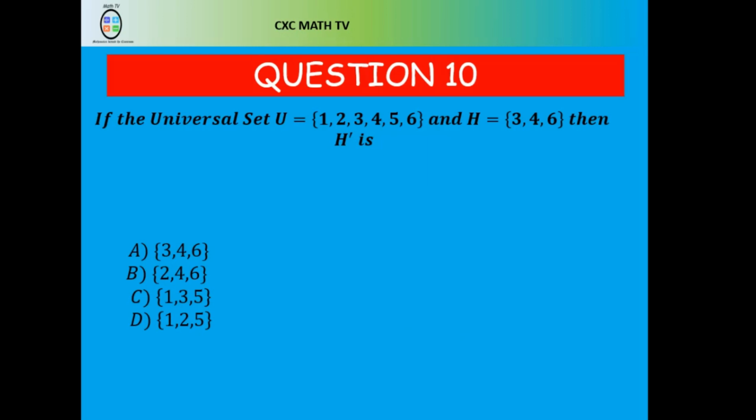Alright, question 10. It says, set U is numbers 1 to 6 and H is 3, 4, 6. What is H complement? H complement means the elements outside of H. Elements outside of H are 1, 2, and 5, because 3, 4, and 6 are in H, that would leave 5. So 1, 2, and 5. That's H complement.